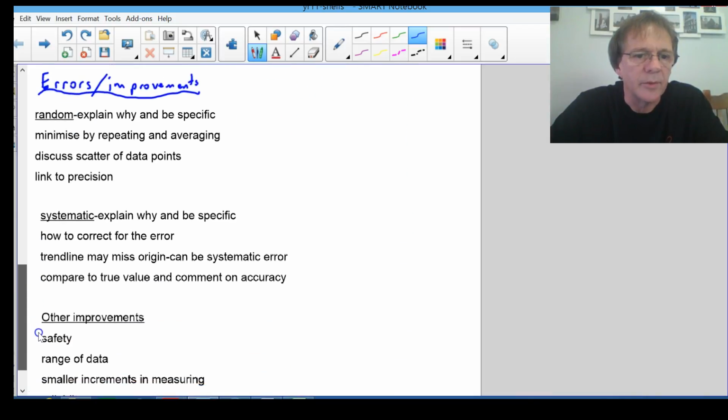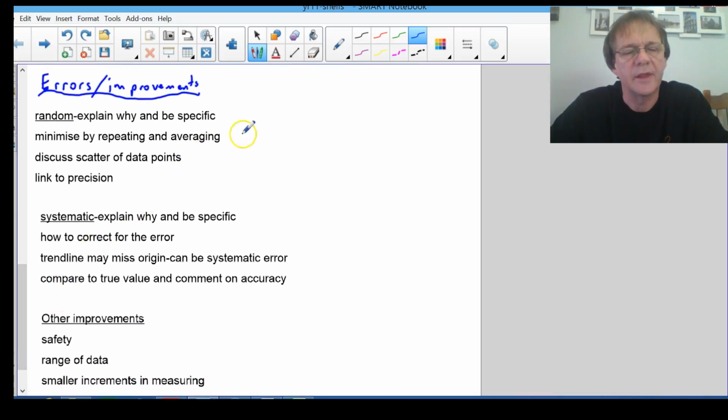Now, the last thing you normally do here is to talk about errors and improvements there, and you have to give that pretty detailed. So try and talk about random errors, explain why they're random errors, because normally they're due to things that cause it to be slightly higher than the true value or slightly lower. It's inconsistent how big the error is and how much it is up and down. So be specific in this case, what would cause these errors to be random.